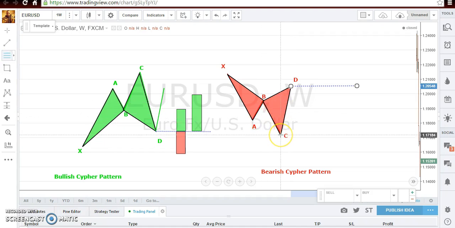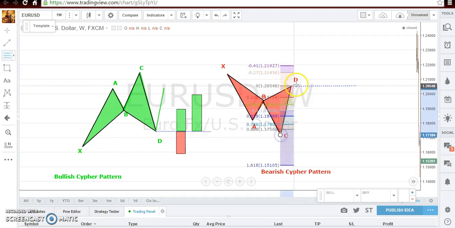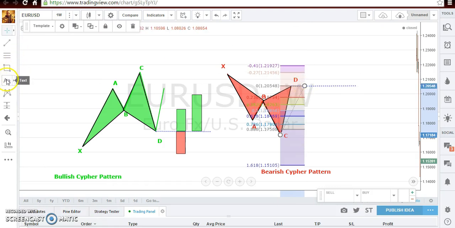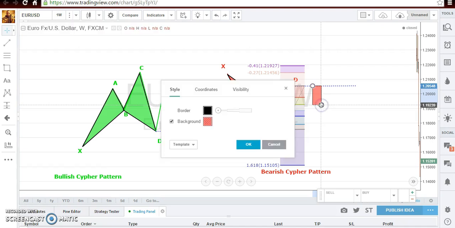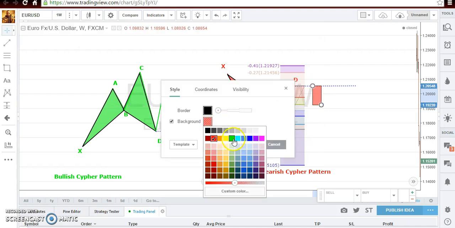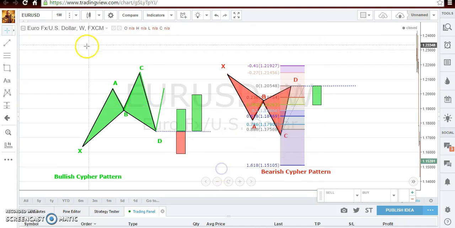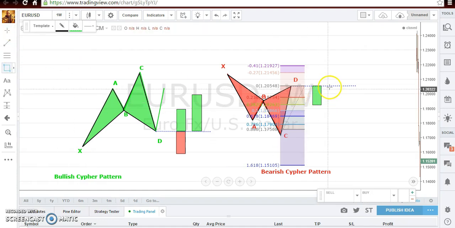You're going to be taking your targets the same place as well. You're going to be taking two targets. One, you're going to be taking it at the 382 retracement of the C to D leg. So I'm going to go ahead and draw that C to D leg. Let me change that to green. And then you're going to be taking your second target at the 618 retracement.